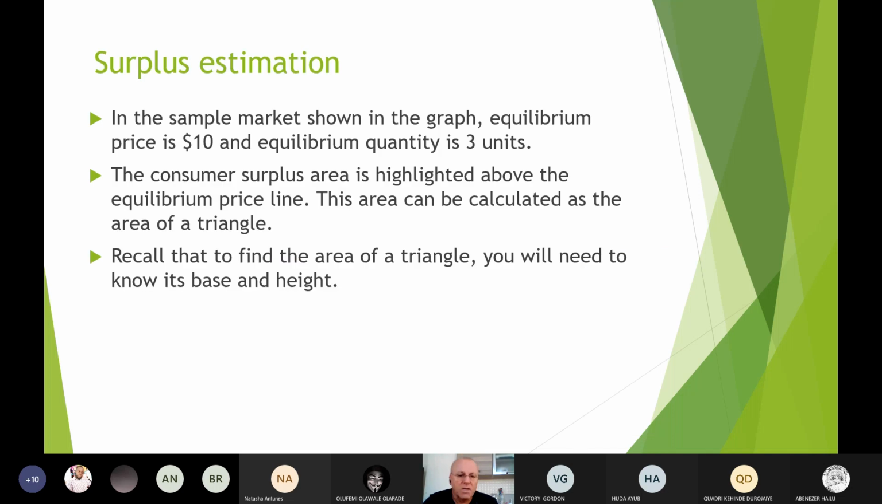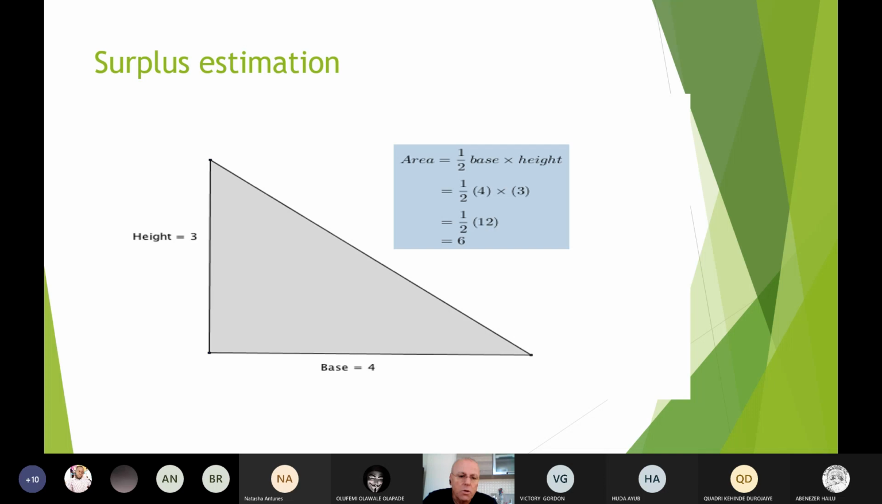Then the surplus estimation in the sample market. I have already quickly done this, but you will understand here very step by step. This is the sample market shown in the graph. Equilibrium price is 10 and the equilibrium quantity is 3 units, and the consumer surplus area is highlighted above the equilibrium price. The area can be calculated as the area of the triangle. Recall that to find the area of a triangle, you will need to know its base and height, as I mentioned to you for the right angle triangle formula.